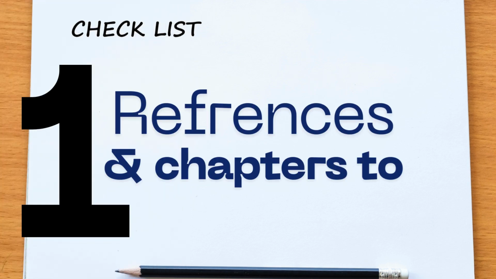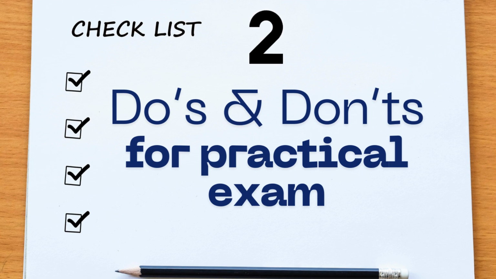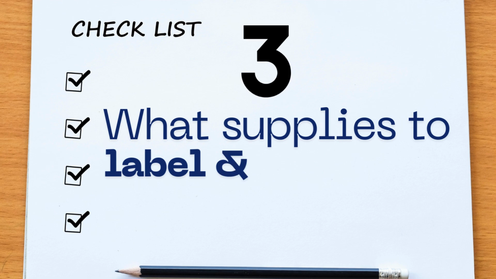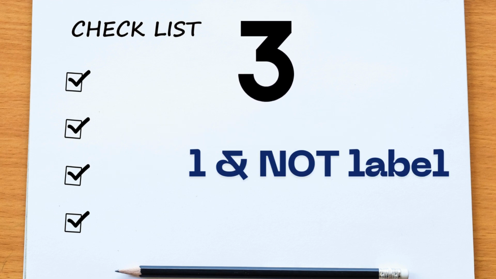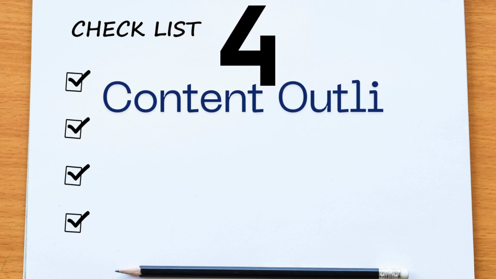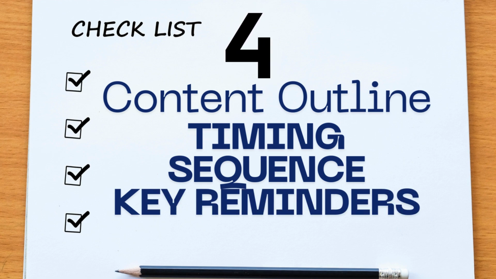Number 1, which references to use and what chapters to focus on. Number 2, do's and don'ts for the practical exam. Number 3, which supplies to label and which ones to leave unlabeled. Number 4, and last one, an overview of the content outline for the practical exam, including timing, sequence, and key reminders that most people forget. Let me help you ace this exam.